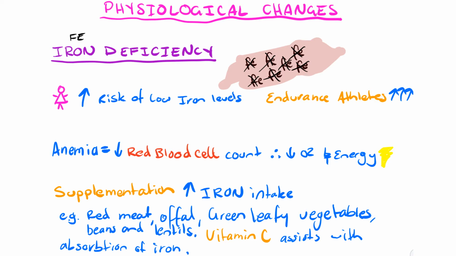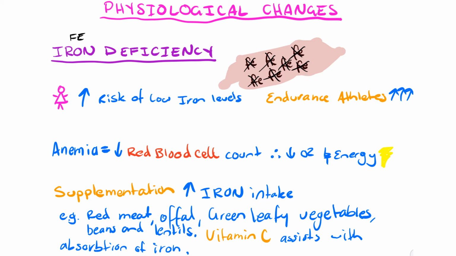So if we're looking at iron deficiency in women, we look at the fact that they have an increased risk of low iron levels, and this is due to the fact of menstruation. So when women menstruate, they're obviously losing a lot of blood, which means that they can lose iron, and so their iron levels will be low. This is even more common amongst endurance athletes.